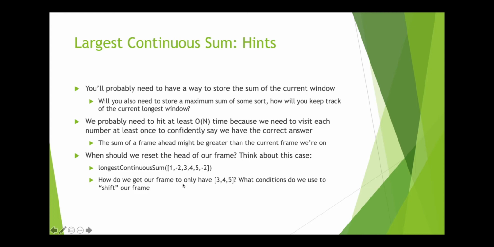How do we get our frame to shift to only have 3 and 4 and 5? And what conditions do we have to use to shift our frame, or basically reset the head of our frame, right? So if you guys have any questions again, feel free to raise your hand and let me know. I will be walking around. Other than that, go ahead and try the question out.